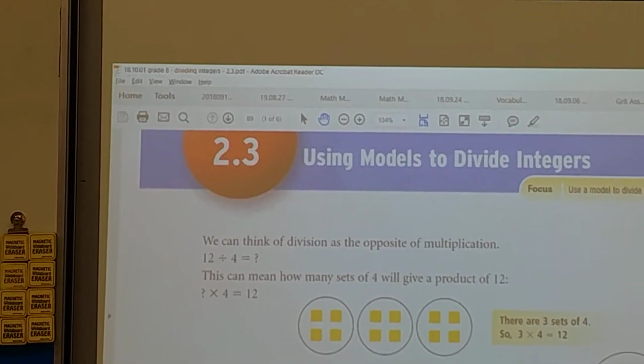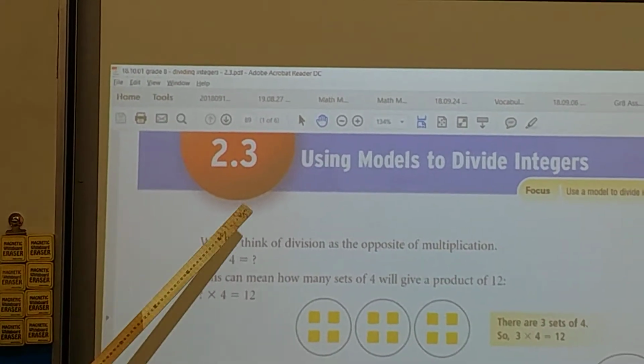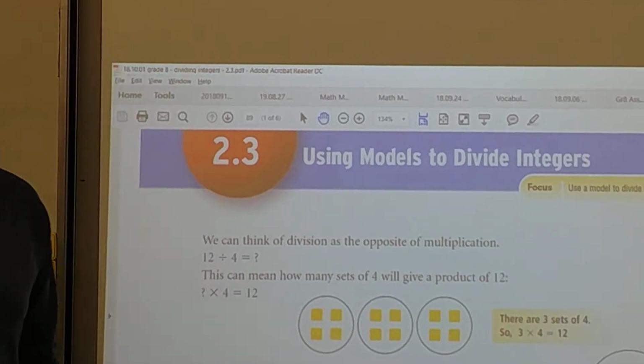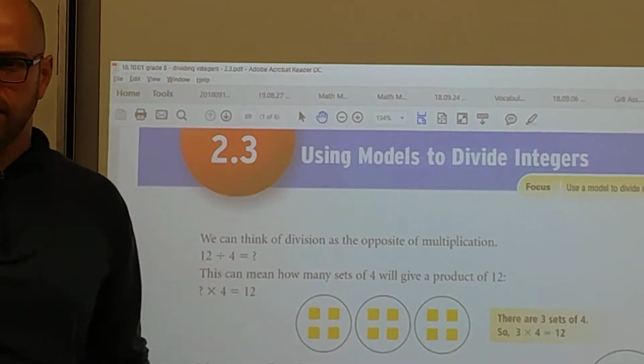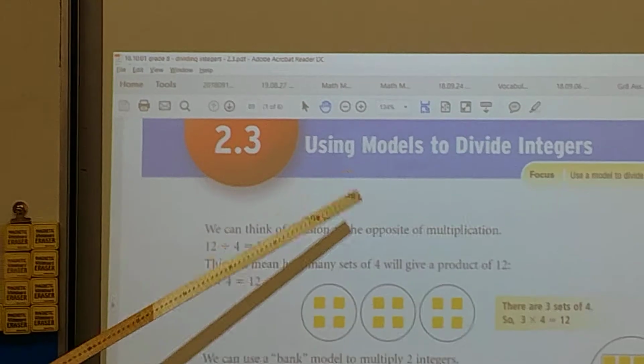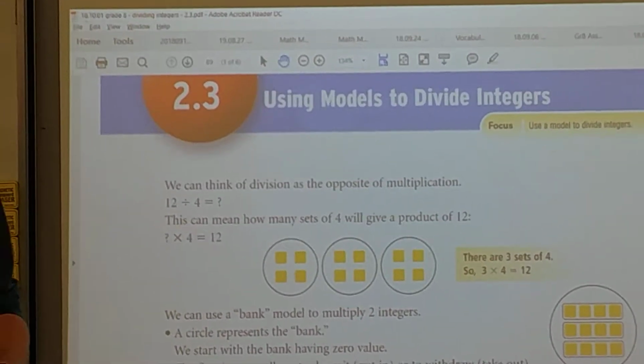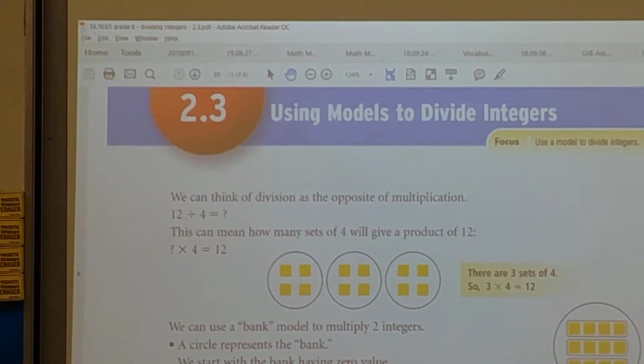Welcome, ladies and gentlemen, grade 8s. We're doing 2.3, using models to divide integers. I feel like such an old school teacher pointing with this thing, eh? All right, we've already done our multiplying integers, and dividing is just the inverse of it.